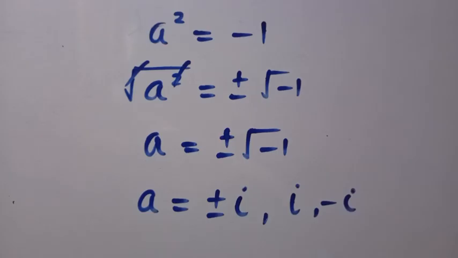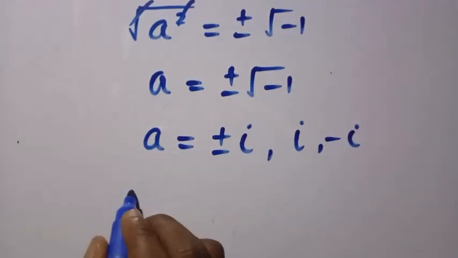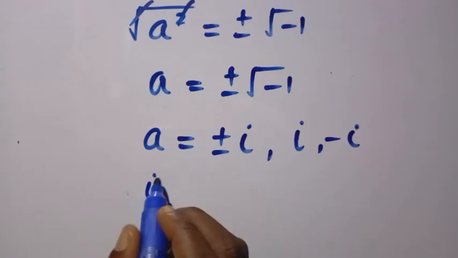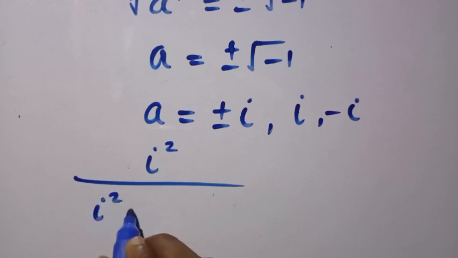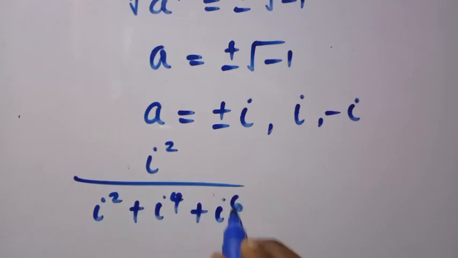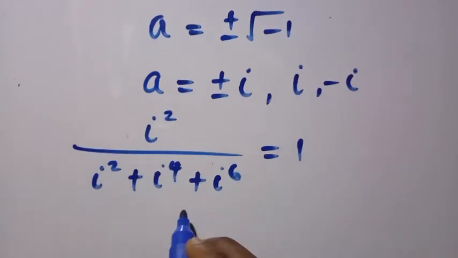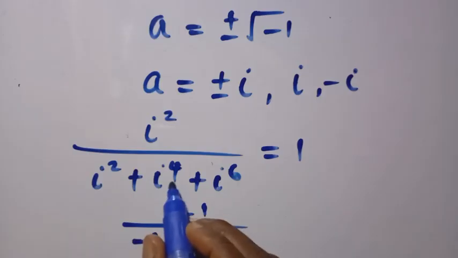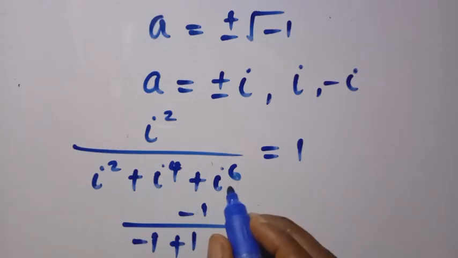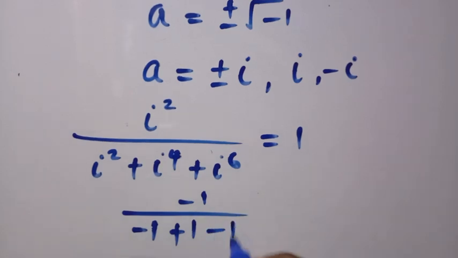If you try and verify this, it's very simple. Just plug it into the given question. When we check for the first one, plus i, we have i squared divided by i squared plus i power of 4 plus i power of 6. All this equals 1 because i raised to power 2 gives us minus 1. So this is also minus 1, plus i raised to power 4 is plus 1. And for this one we have i raised to power 6, so this gives us minus 1.